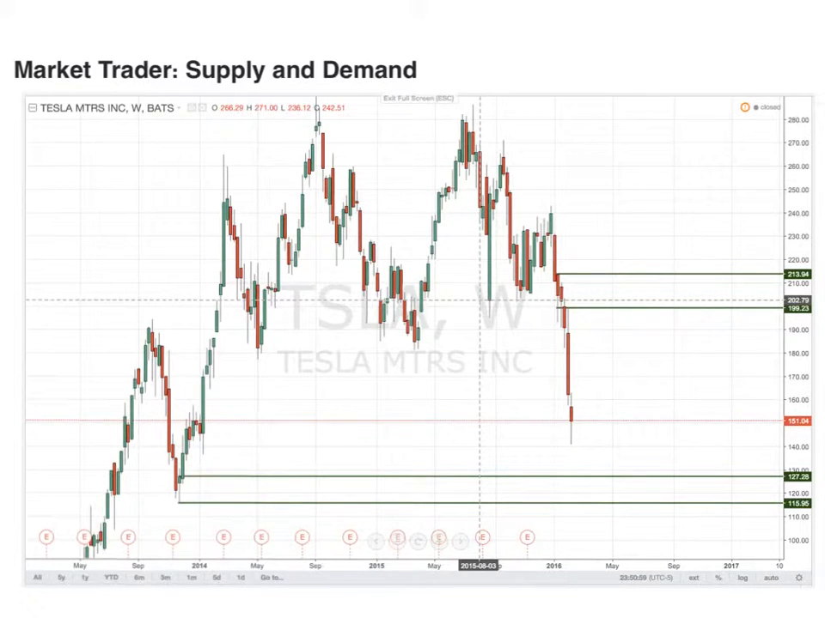And usually the origin of those areas is a very, very high probability that if price ever does return to that spot, you will get a turn in the chart. So it is kind of like fading a move to the downside or fading a move to the upside.